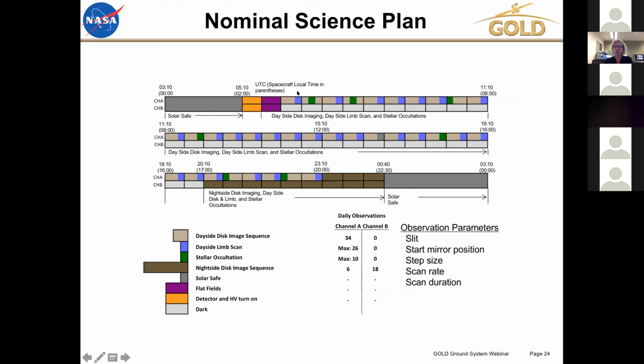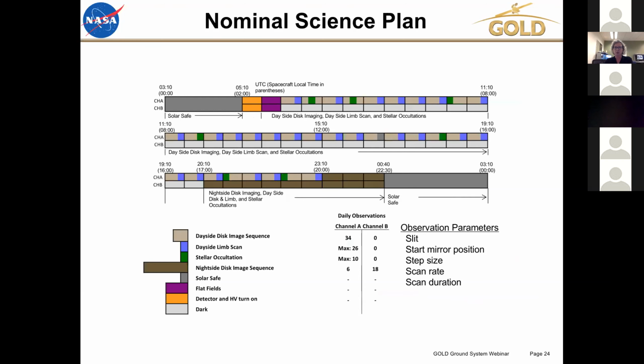And so in order to optimize that, because of these two, not so much limitations as much as constraints, we've broken up our operations into 30-minute chunks because that helped us optimize all of our commanding. And so everything you see outside of our solar safe zone is broken up into 30-minute chunks. What you see is at 0510, we turn the detectors and the high voltage on. Again, that allows them to warm up.